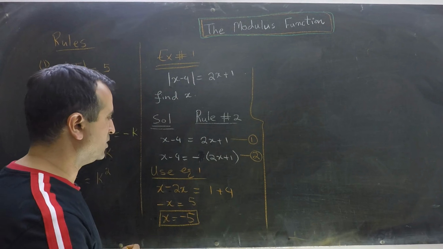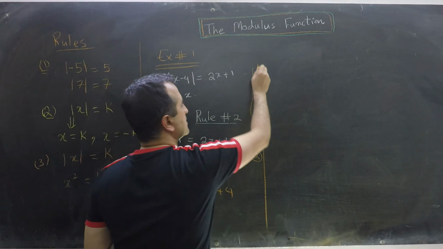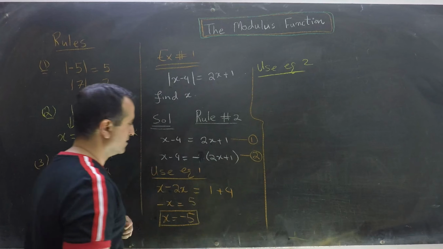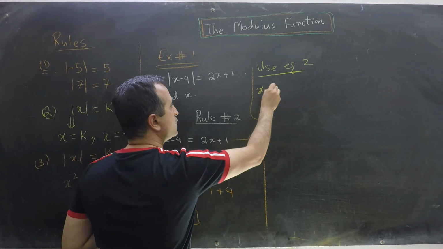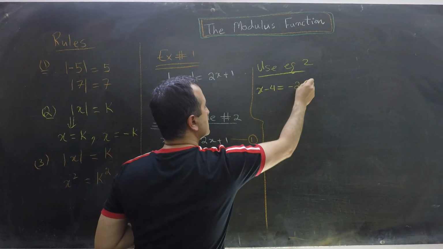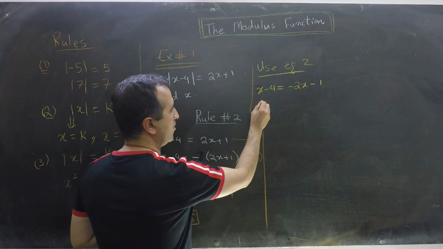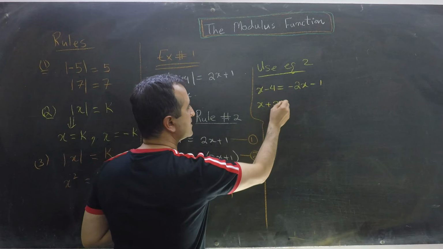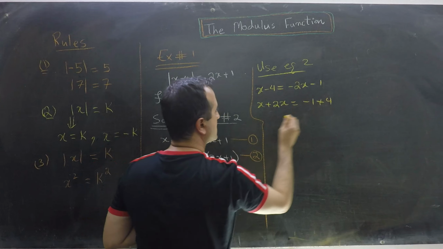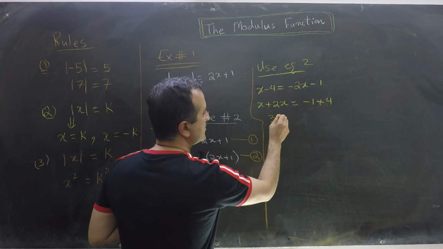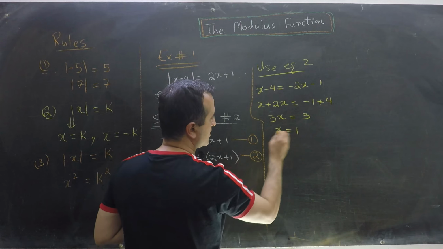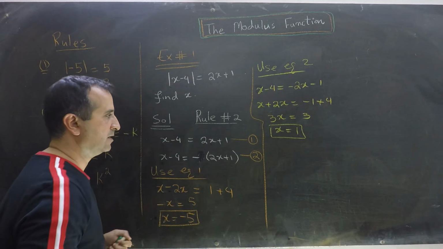Let's use equation number 2 to find the other possible value of x. x minus 4 is equal to minus 2x minus 1, or x plus 2x is equal to minus 1 plus 4, and that means 3x is equal to 3, or x is equal to 1. That's my second possible value of x. Now let's verify.